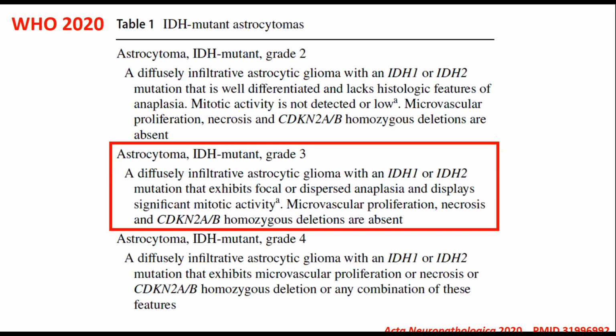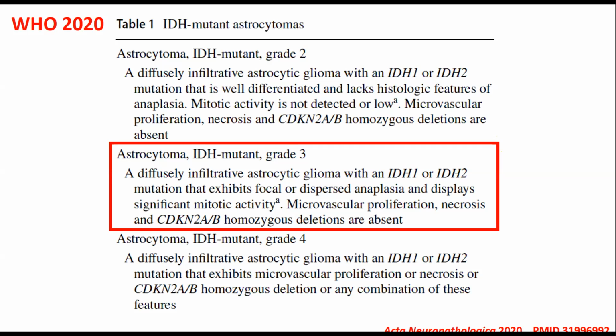Astrocytoma, IDH mutant, grade 3: a diffusely infiltrating astrocytic glioma with either an IDH1 or IDH2 mutation that exhibits focal or dispersed anaplasia. That's not really essential. It also displays significant mitotic activity. It's still subjective. That's what the superscript A footnote is, there's a whole discussion of mitotic activity. It's subjective. There is no cutoff. It's probably 2 mitoses if you want to be the least stringent. People bump them up. It's subjective. Hopefully it will disappear. We need a better study to prove it.